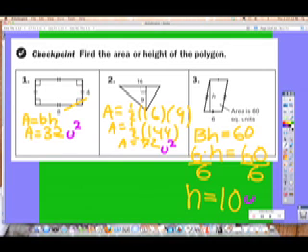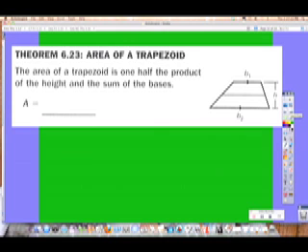Okay, next one. Okay, we're on to our special quadrilateral. Area of a trapezoid. Hopefully you've seen this before. This you have to be careful with because it involves order of operations. Area of a trapezoid, take half of your height and then times it by your bases. But you have to add your bases together first before you do any multiplication. Order of operations, parentheses comes first.